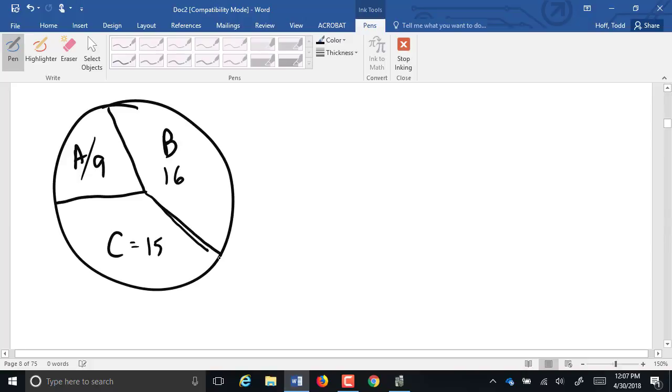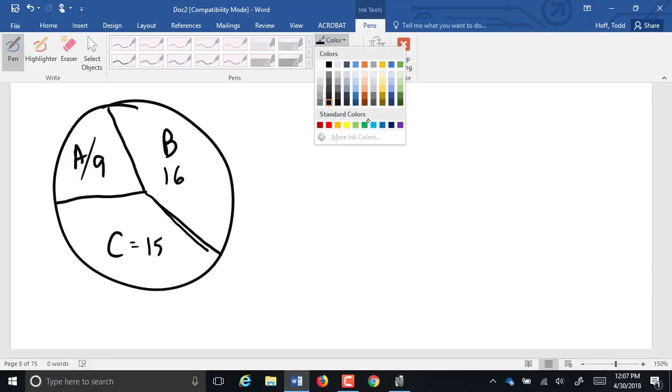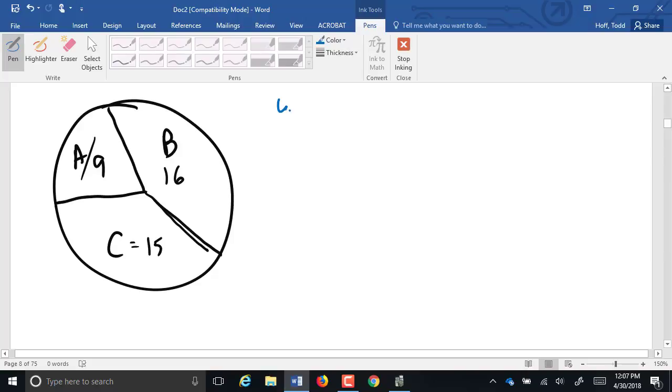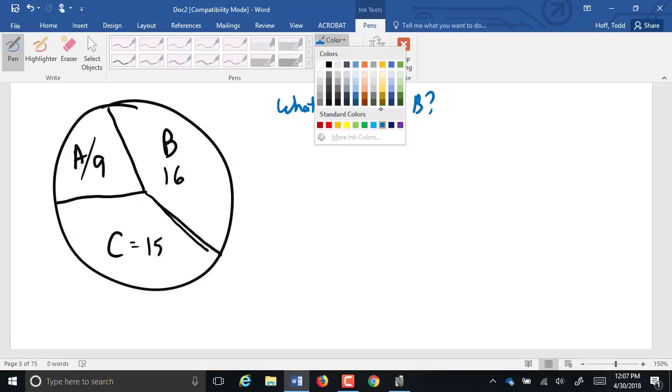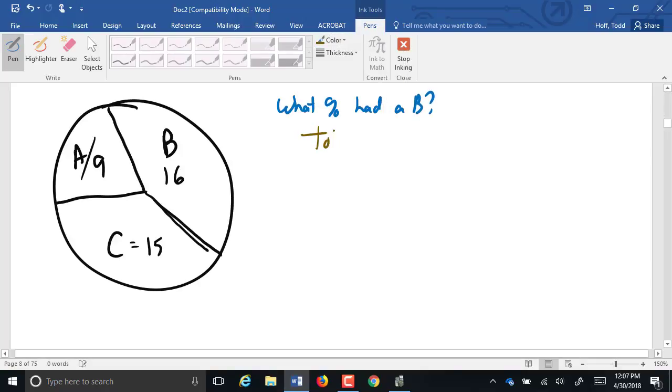Something like that. So now I want to ask what percent had a B, earned a B. Well, I need to find the total again. So I'm just going to add up those 3 frequencies. 9 plus 16 plus 15 adds up to 40 is my total.